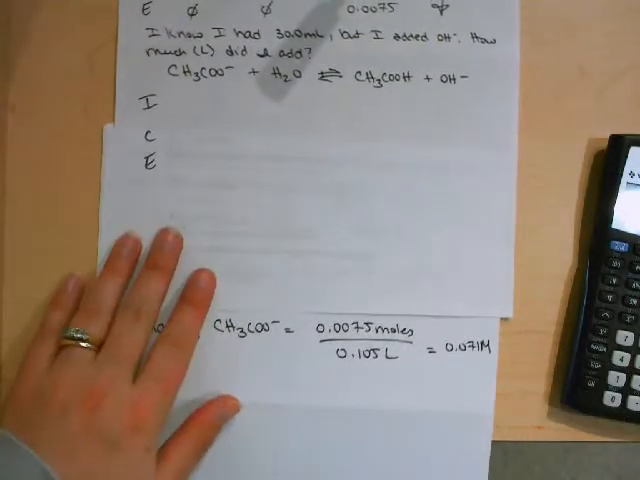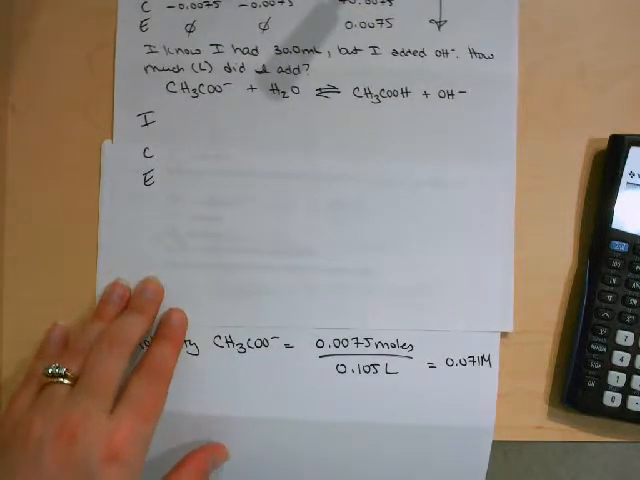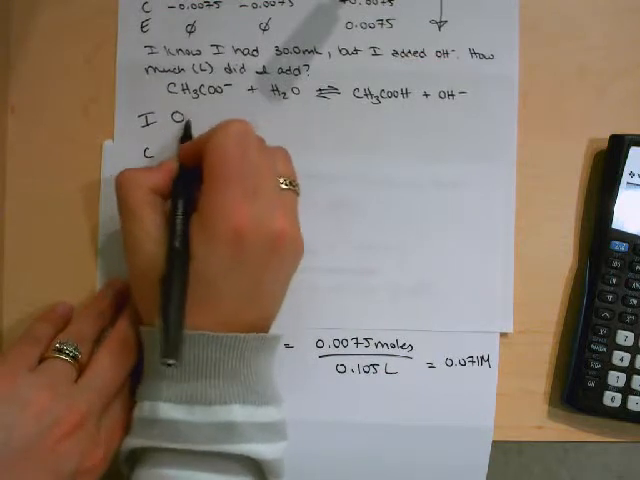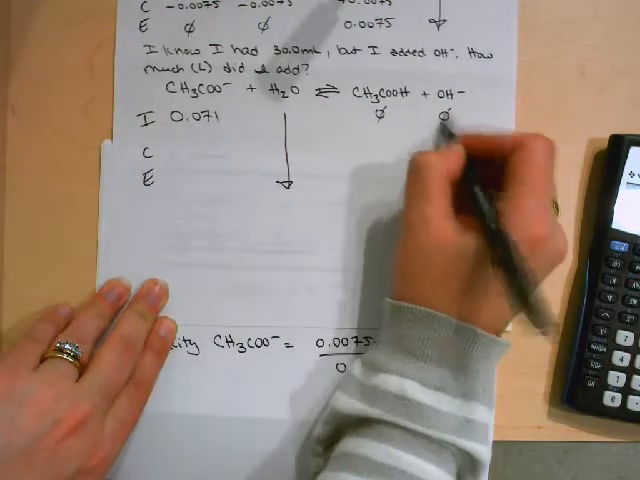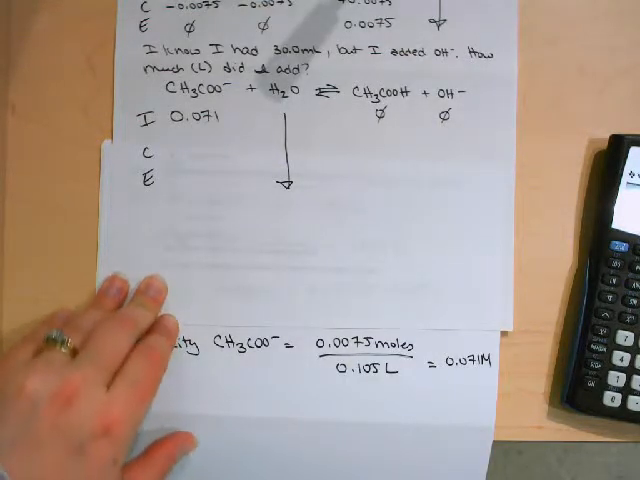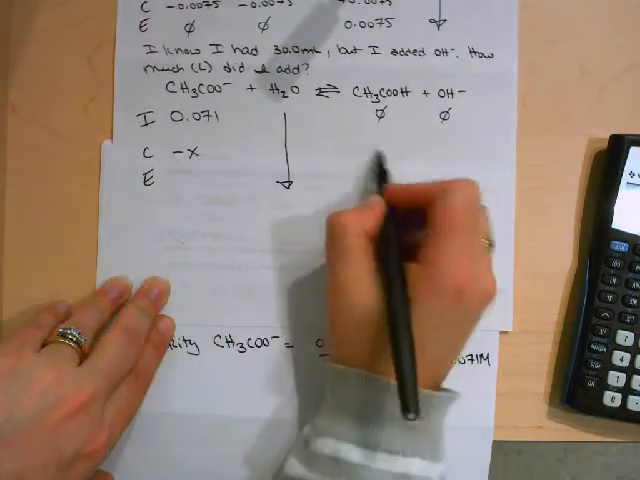Alright, so now we're ready to do the next chart. Just a little bit of prep work to get ready. Alright, now we're ready. This is just a plain old ICE chart. We got this.